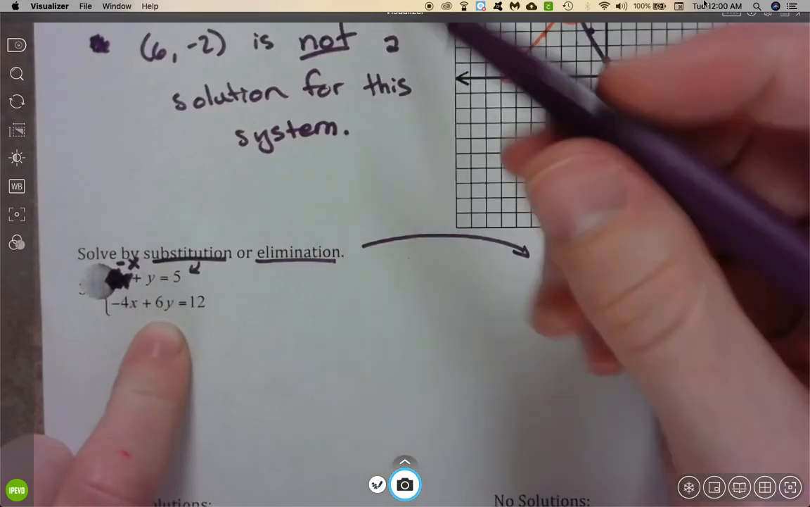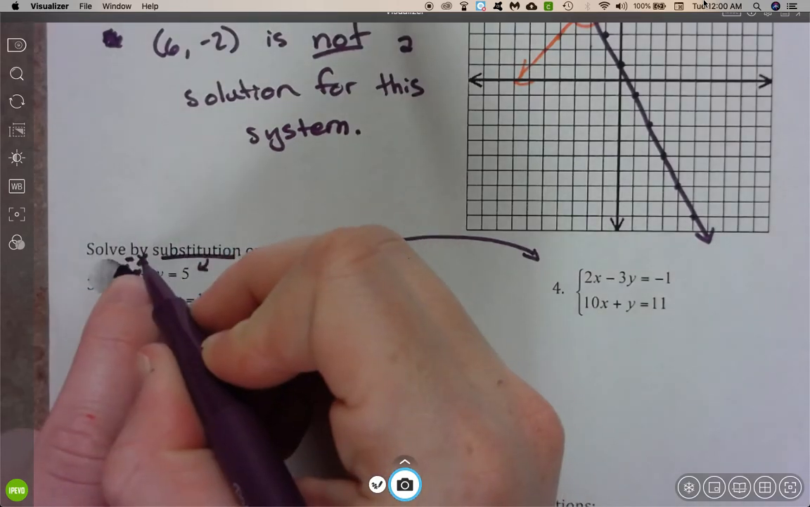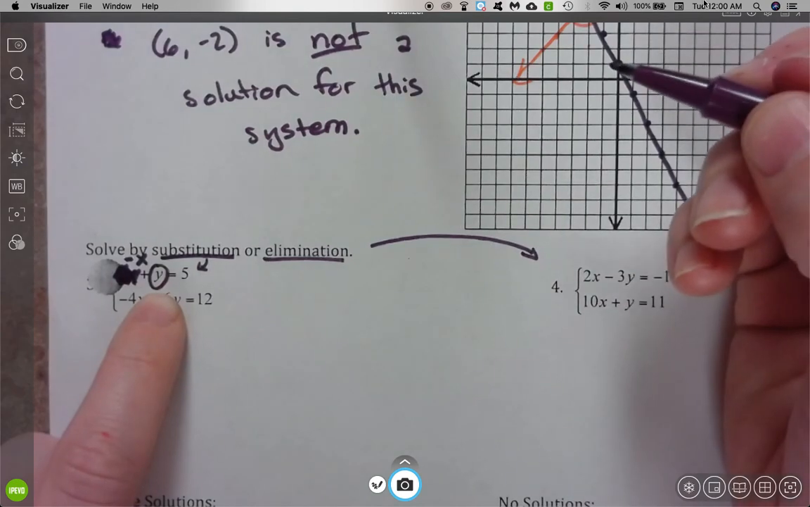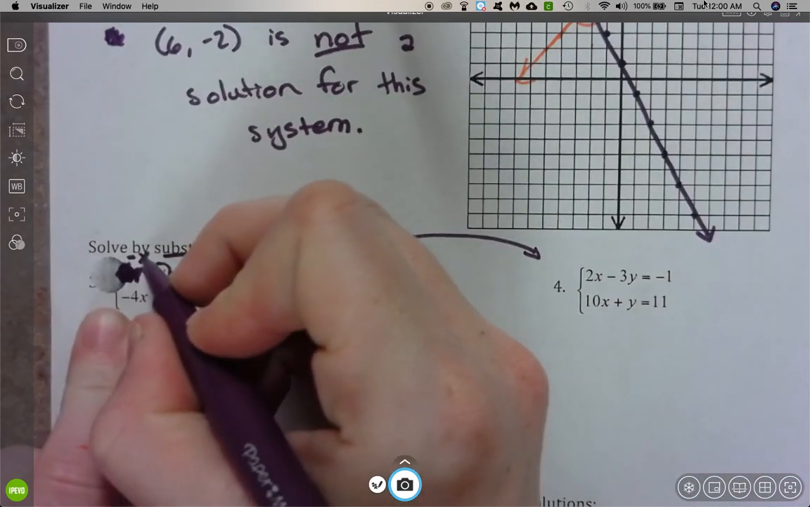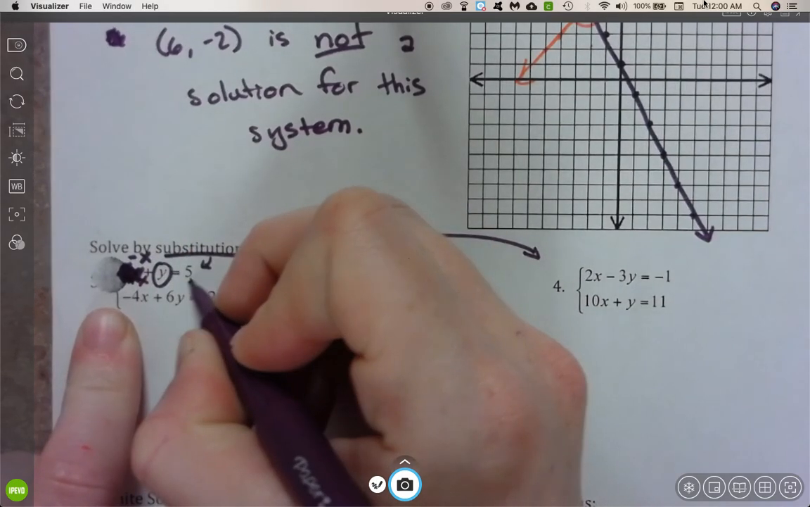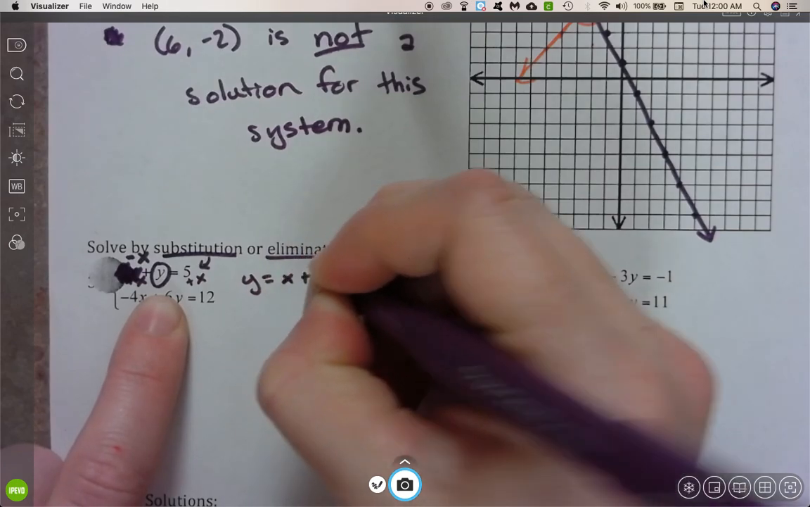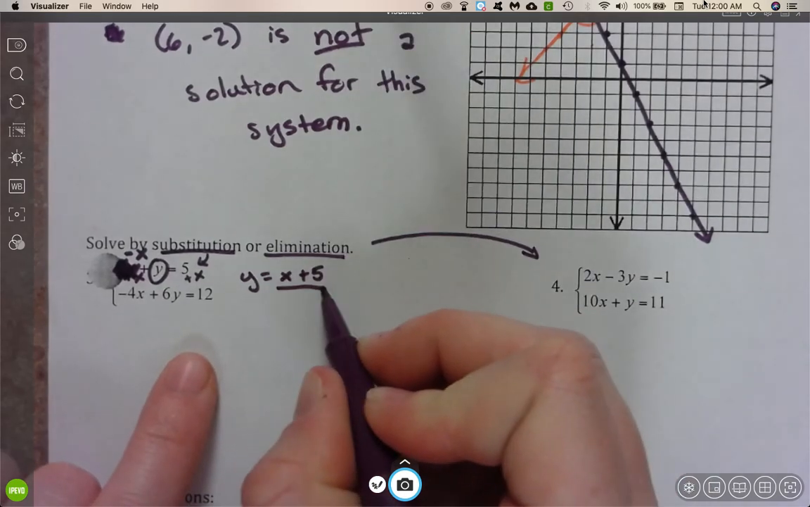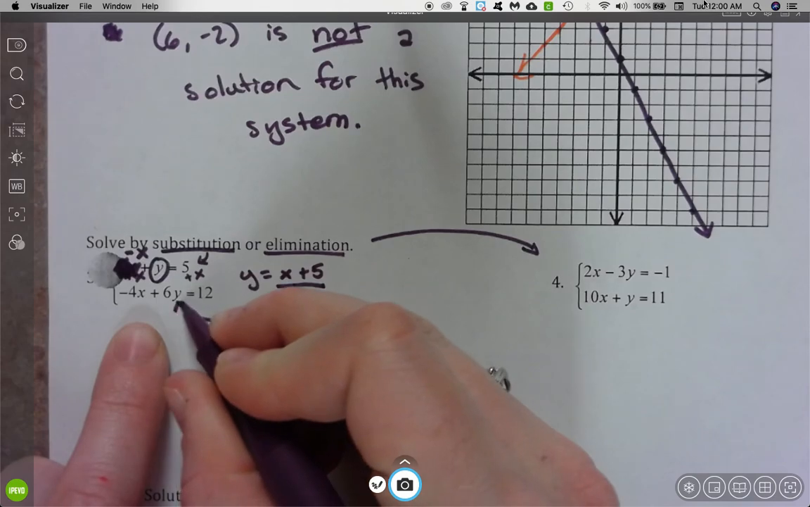Now we need to decide which one would be the easiest one to solve for. So in the top equation, I have negative x and I have positive y here. So it might be easiest just to solve for this y, and add the x to the other side so I can get rid of that negative. So if I add x, I'm going to add x here. So I have y equals, we'll write that as x plus 5. Okay, that's what it will look like. Then, since it's solved for, we can plug it back in for this y. We can replace that y.